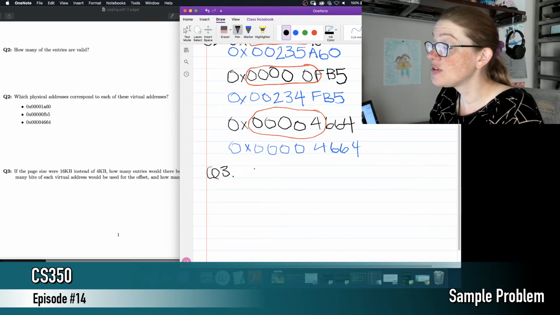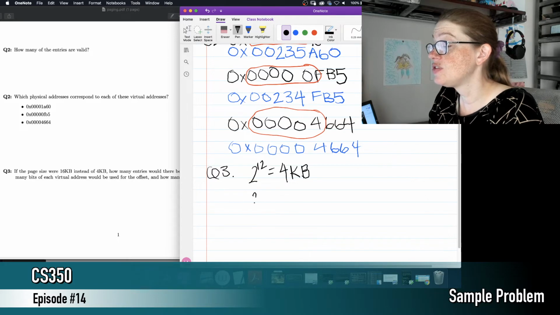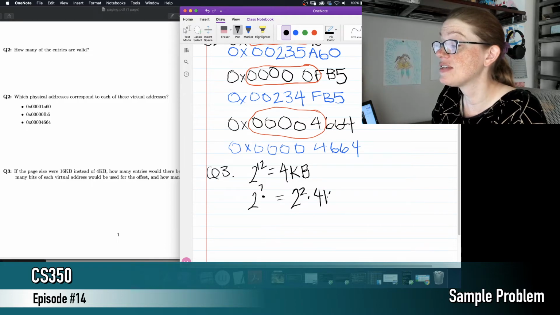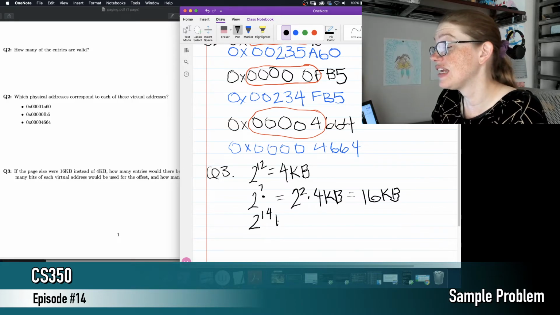It's easy to note that 2^12 is equal to 4 kilobytes. So 2 to the something is equal to 2^2 times 4 kilobytes, which is going to equal 16 kilobytes. So we end up with our page size being 2^14 bytes.